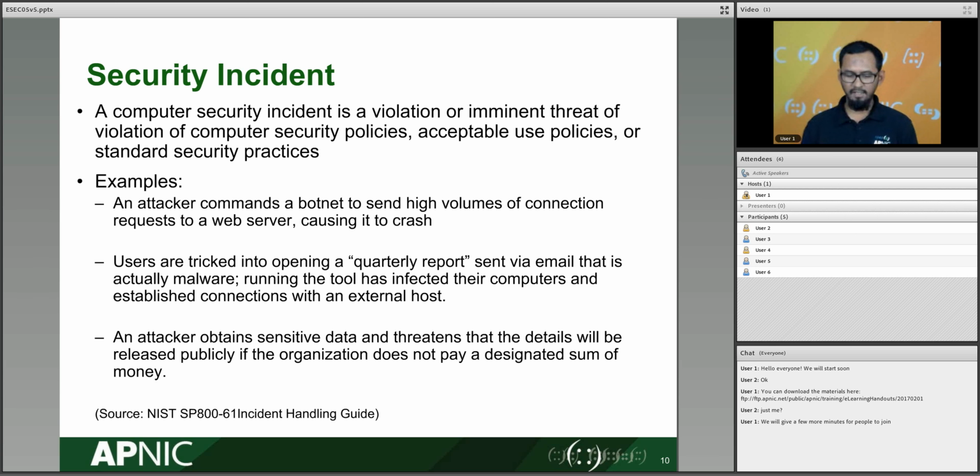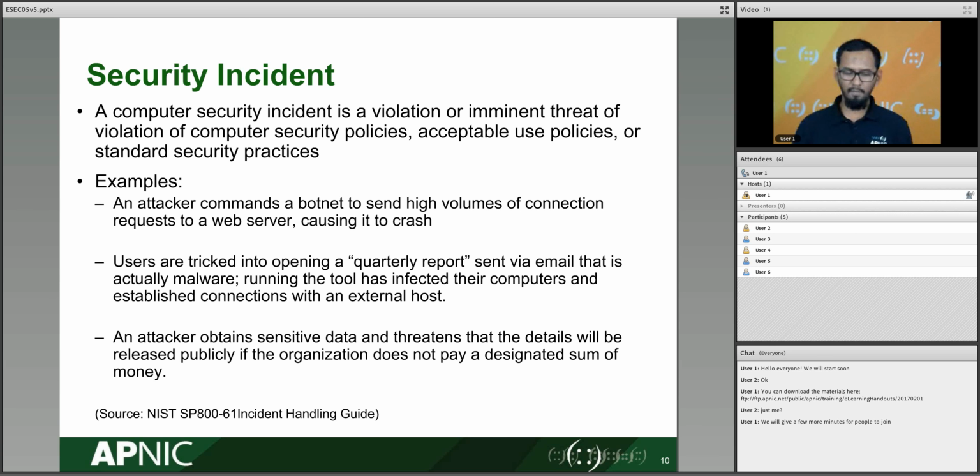Another example could be in the form of a threat where an attacker obtains sensitive information, and now it's threatening you that if you don't pay us money, we are going to publish this or release this. So this is again an example of a security incident.